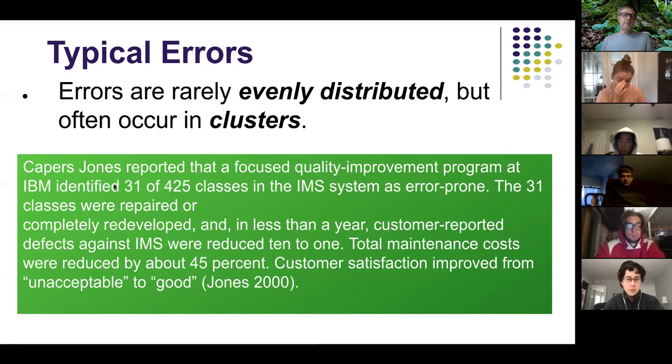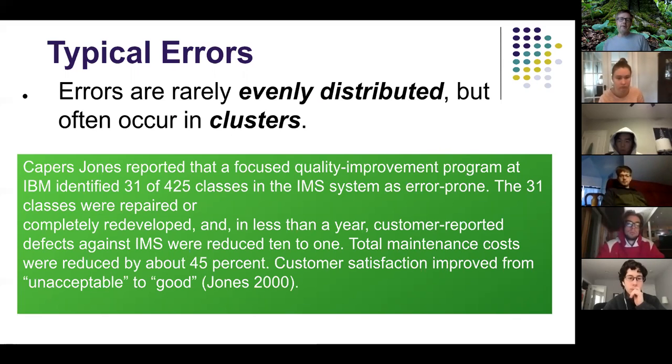For example, Capers Jones reported that a focused quality improvement program at IBM identified 31 of 425 classes as error prone. The 31 classes were repaired or completely redeveloped, and in less than a year, the customer-reported defects against IMS were reduced 10 to 1, so a tenfold improvement by working on what? 7% of the classes. Customer satisfaction improved from unacceptable to good, right? So they didn't have to rewrite the whole thing.